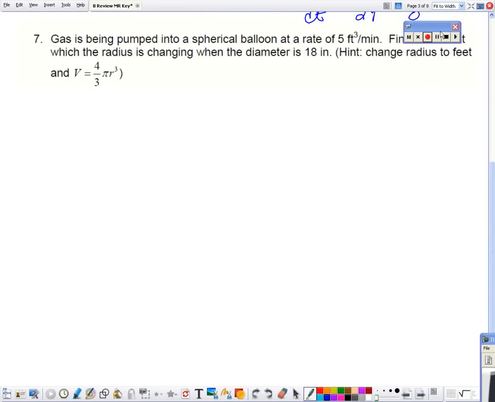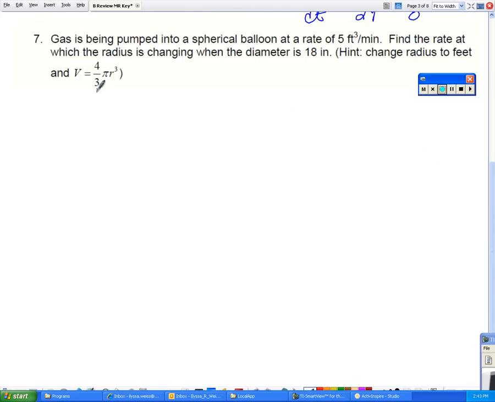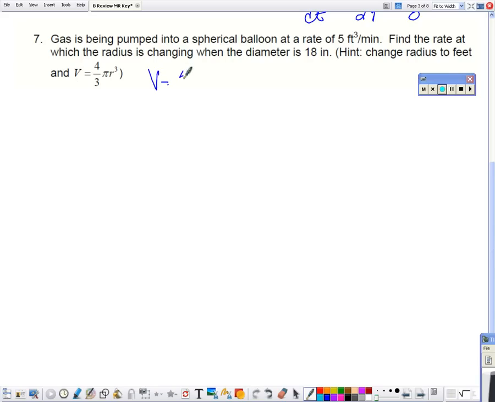And now number 7. So we have our volume formula. So if I'm going to find the derivative with respect to time, 3 times 4/3 is 4. Okay, but now before we can do anything else, I need to get all of my units. I have a diameter of 18, but my rate here is in feet per minute. So I want to change my inches to feet.